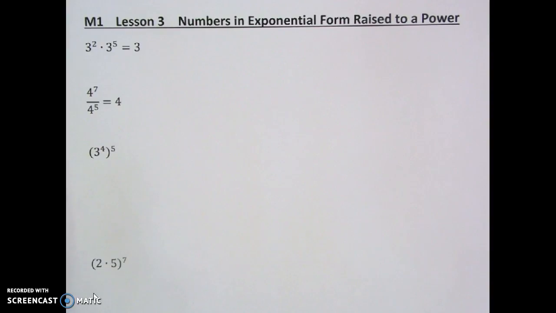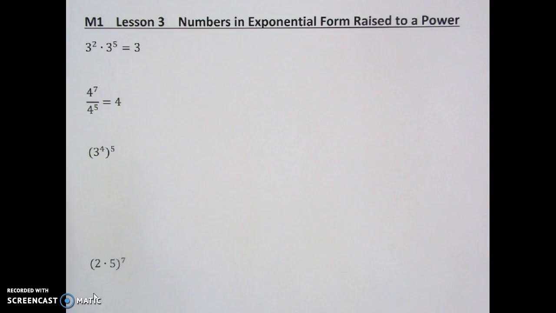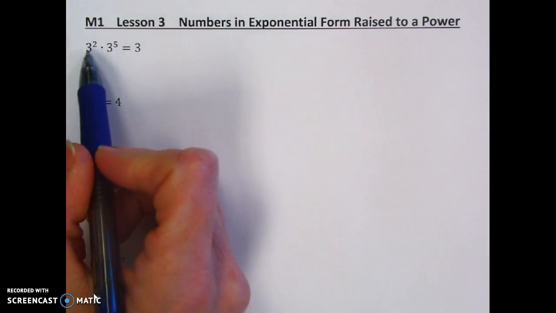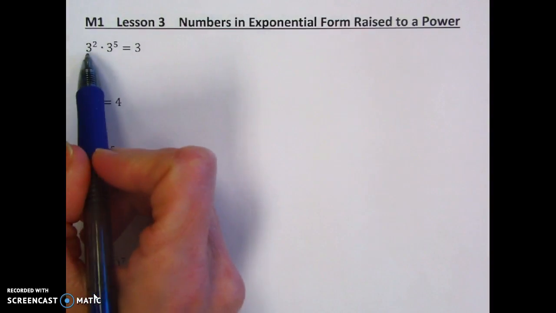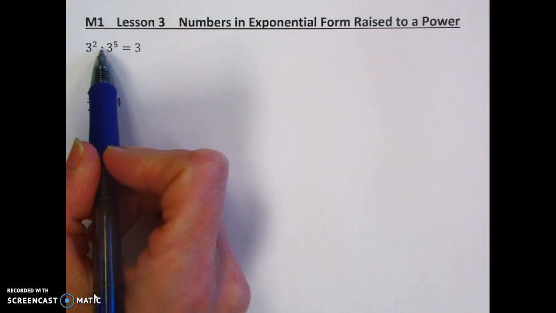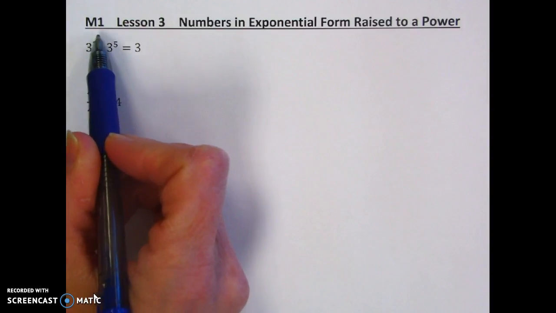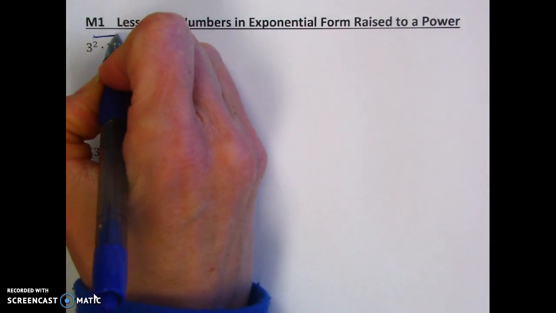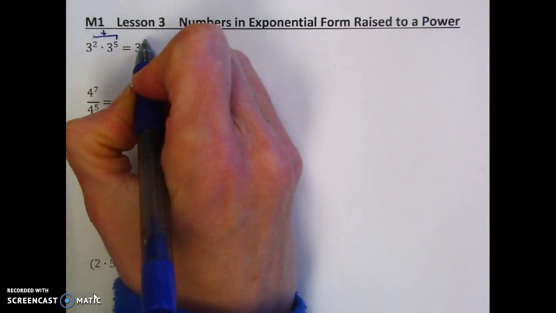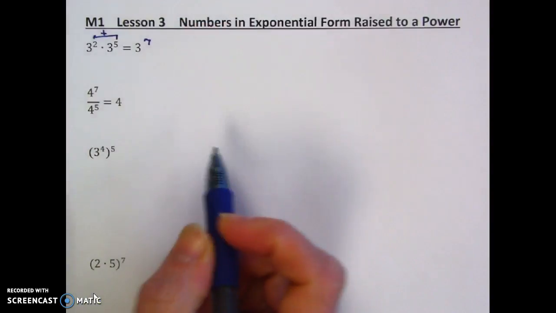Now the first two examples here should look familiar to you. We've done these in Lesson 2. 3 to the second power times 3 to the fifth power. These have like bases and they're being multiplied. So if you remember back, what did we do to the exponents? We added them. So 2 plus 5, and that gives us a power of 7.